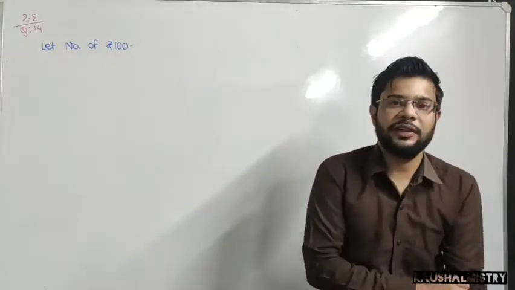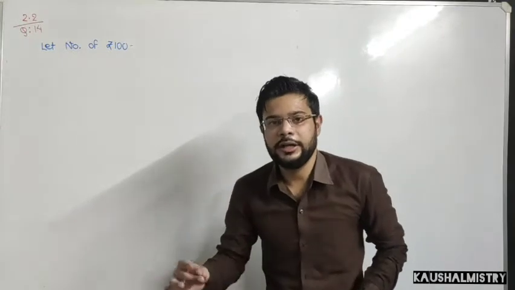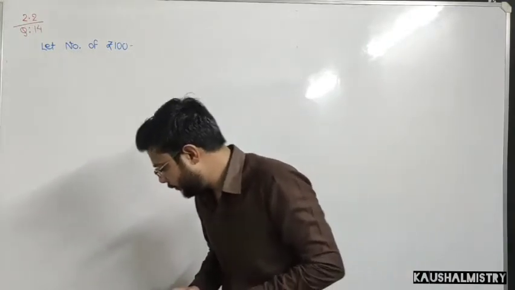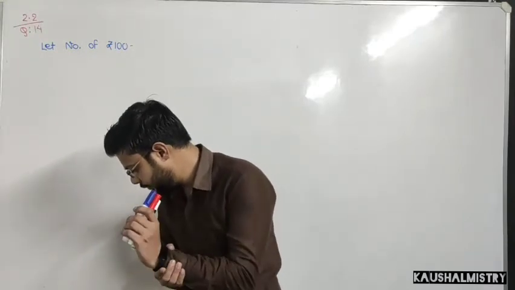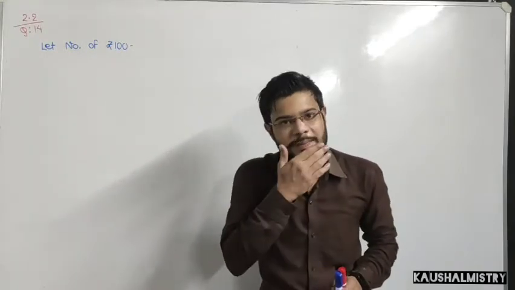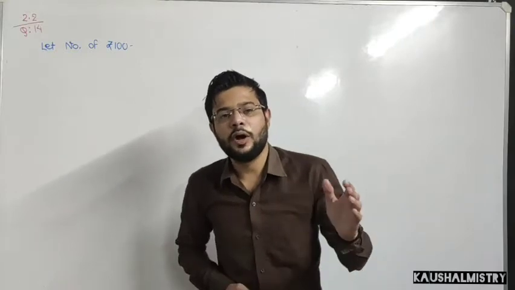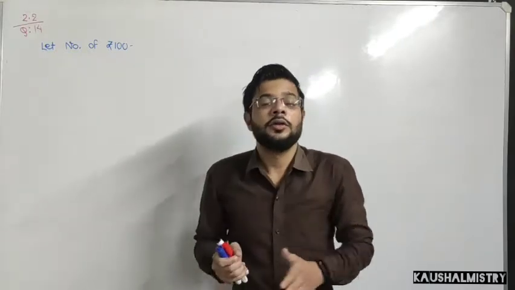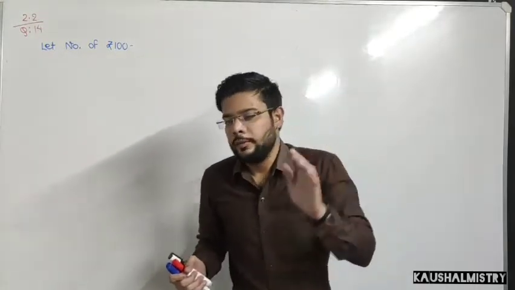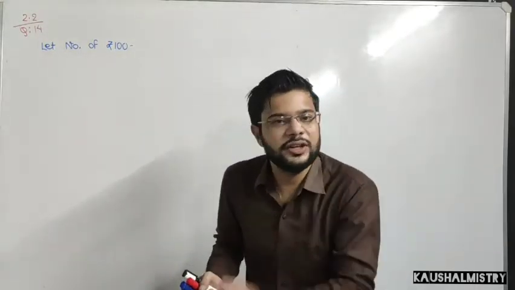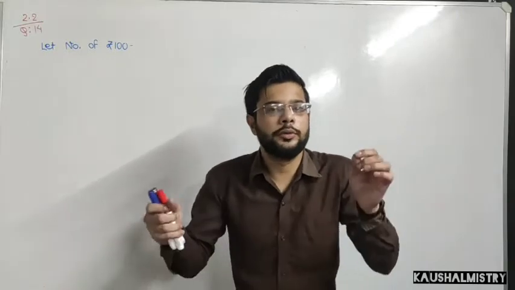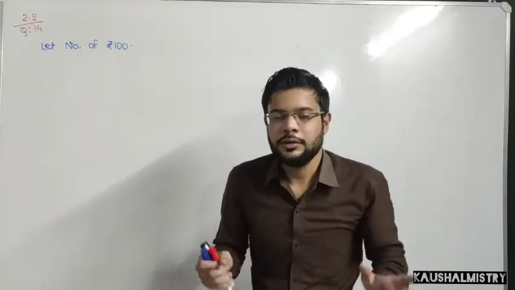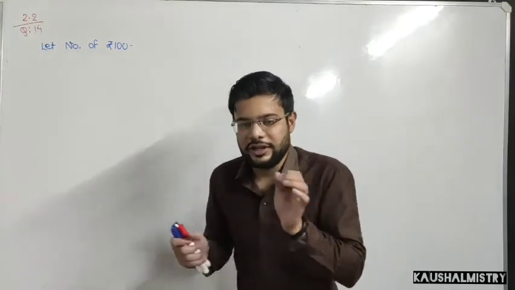लक्ष्मी के पास तीन टाइप के नोट, 100 के, 50 के और 10 के. और the ratio of the number of these notes is 2 : 3 : 5. मतलब इस नोट का रेशियो क्या है? 2 : 3 : 5. I hope many times I have told you, if a ratio is given, then you have to assume 2x, 3x and 5x. Right?